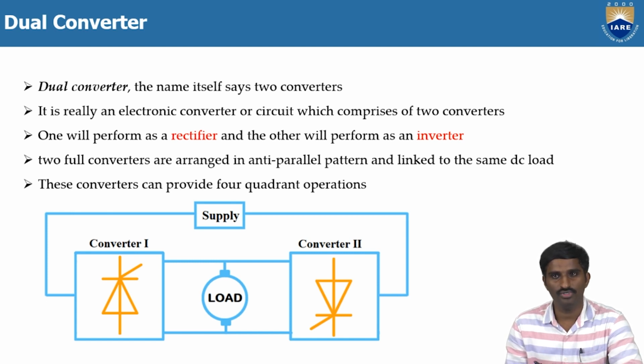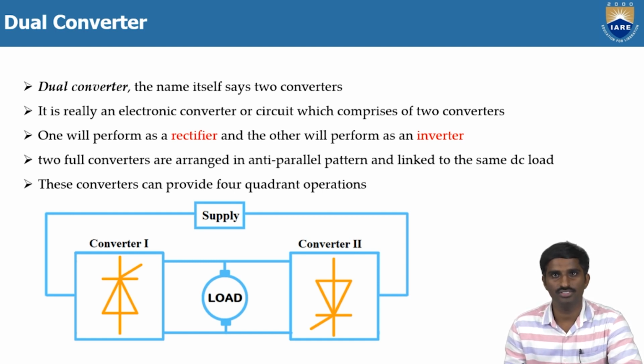Now, coming to converter 1 and converter 2, whether each is a rectifier or an inverter, there are single phase dual converters and three phase dual converters. First, let us discuss the single phase dual converter. In a single phase dual converter, we connect two single phase full bridge rectifiers in anti-parallel, and then we can make it a dual converter.